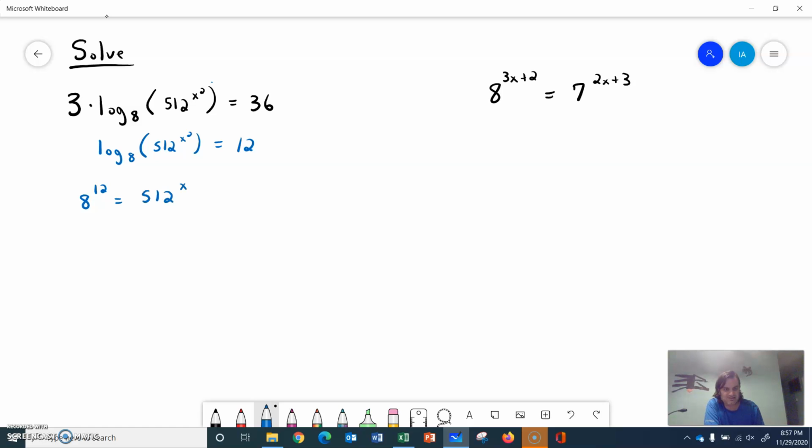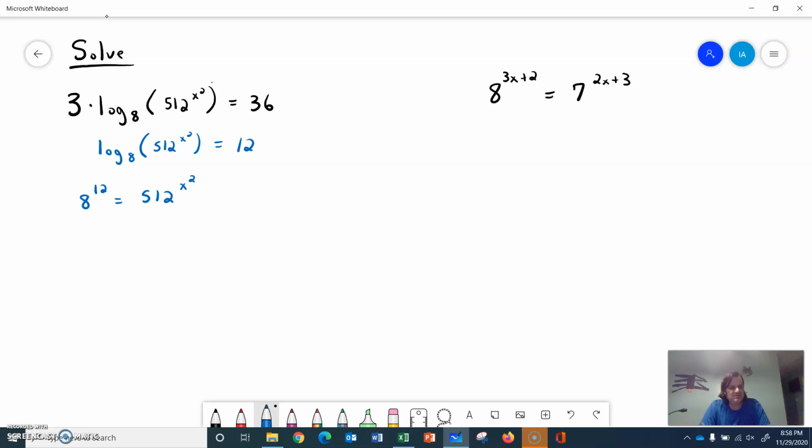Now if we convert it to exponential, it'll look like 8 to the 12th equals 512 raised to the x squared. I don't know if my calculator can handle this 8 to the 12. Let's see. Well, it does not like that. Let's see if we have a better option here.